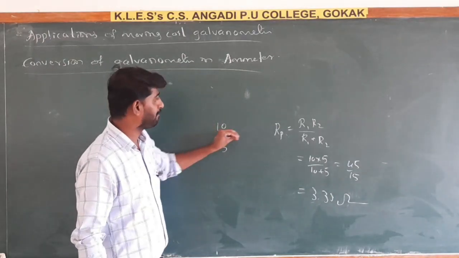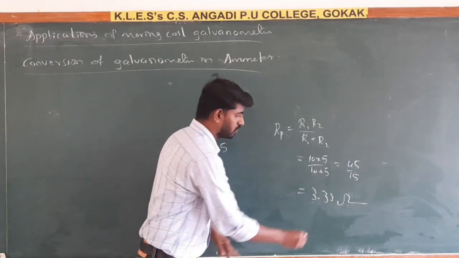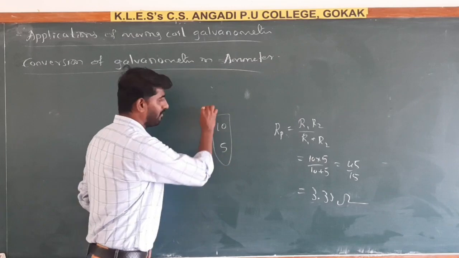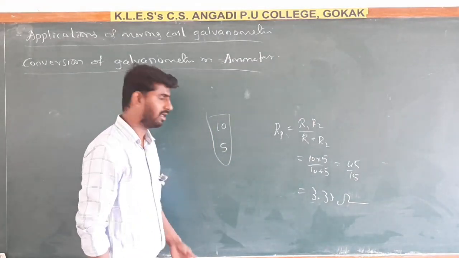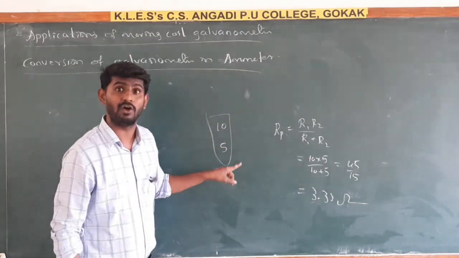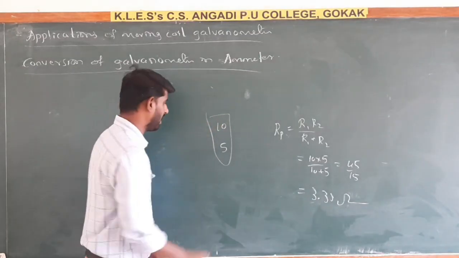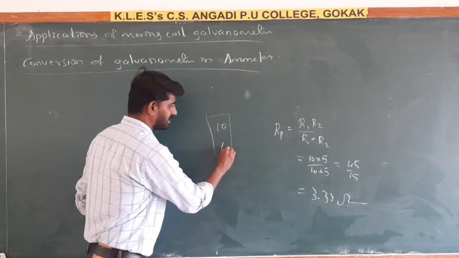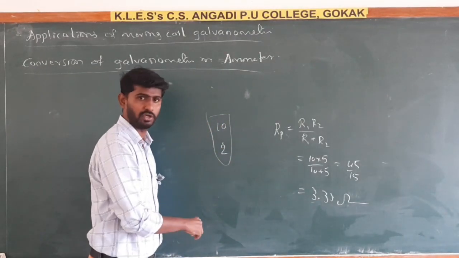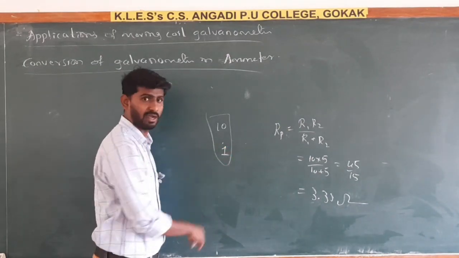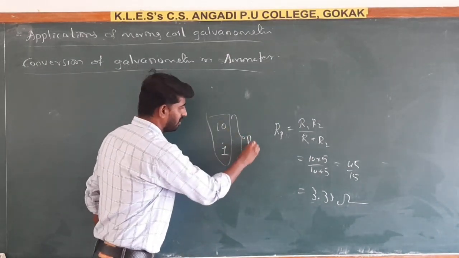When you combine them in parallel, you can get 3.33, which is lesser than the given values, lesser than the lowest value among the individual ones. If I take 4, your answer must be lesser than 4. If there is 2, your answer is lesser than 2. If its value is 1, the RP value is less than 1.